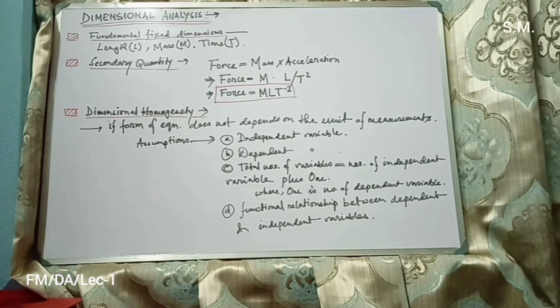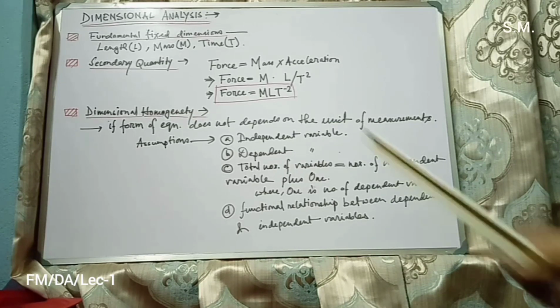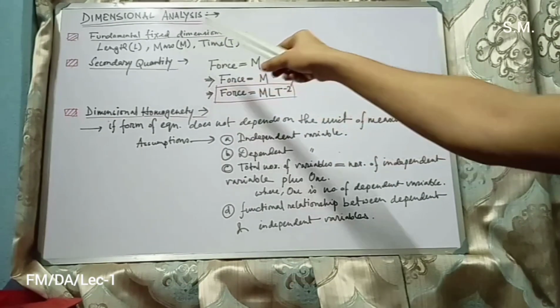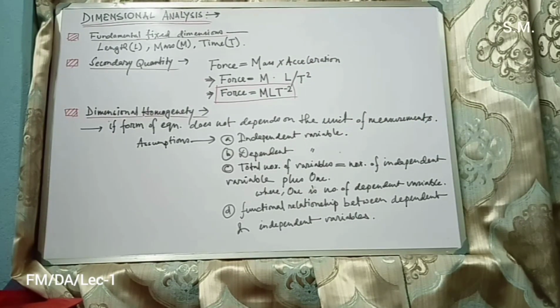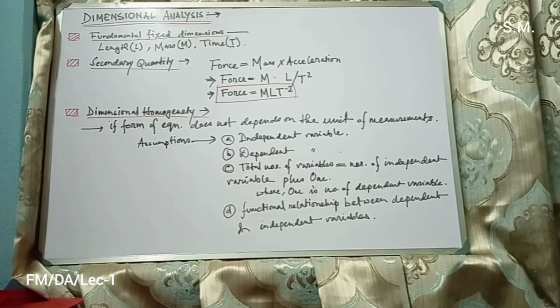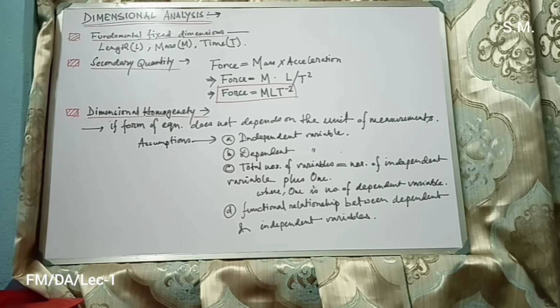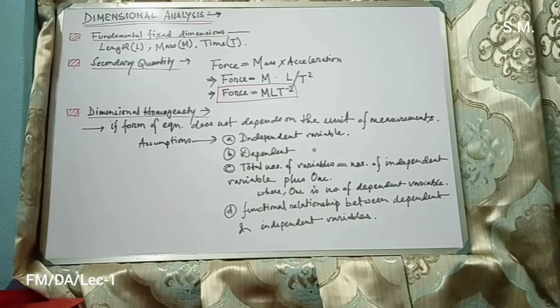The fundamental fixed dimensions are length, mass, and time. So, length is L, mass is M, and time is T. So MLT are the fundamental dimensions.